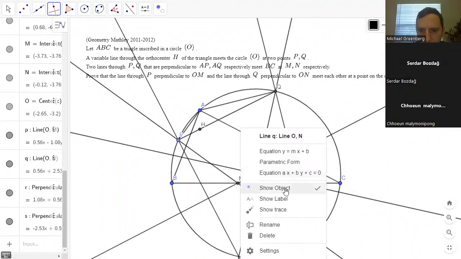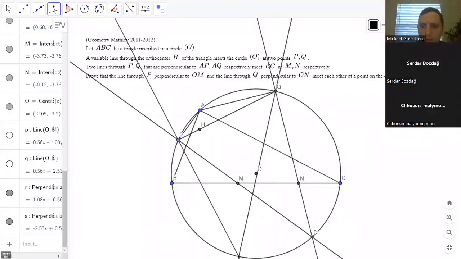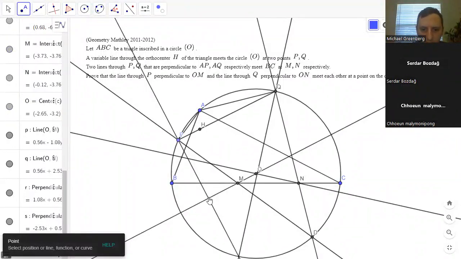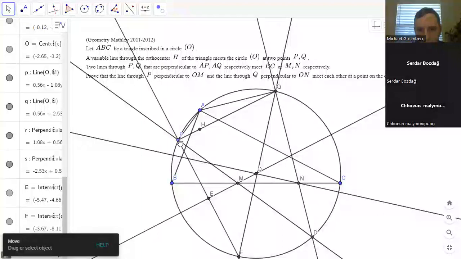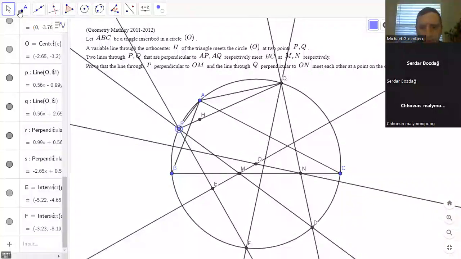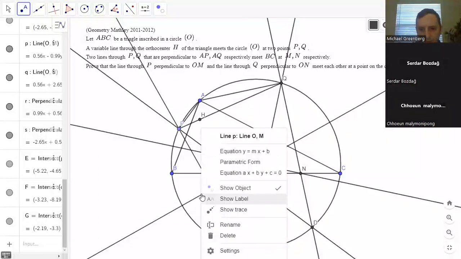Let's clean up some stuff. Actually, let me draw this point right here. So this point and the line through Q perpendicular to ON. Let me draw that. So let me move things around just a little bit. This point. So basically, yeah, E would be like the midpoint of PF, but let's see.